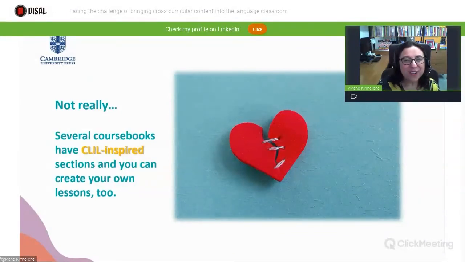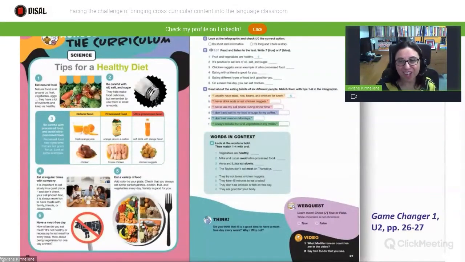Okay, so I'm going to show you just briefly an example from Game Changer. I'm one of the authors of Game Changer levels 1 and 3. Denise Santos is my co-author. And here we have this spread, which is called Across the Curriculum, which has this cross-curricular approach, right? So in this lesson from Game Changer 1, the topic is science, and we are discussing tips for a healthy diet. Students work with an infographic, and they have a series of comprehension questions.